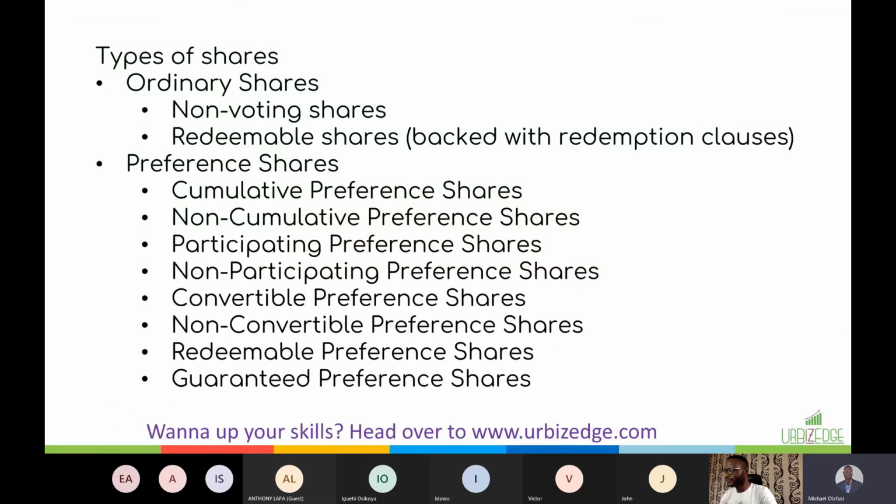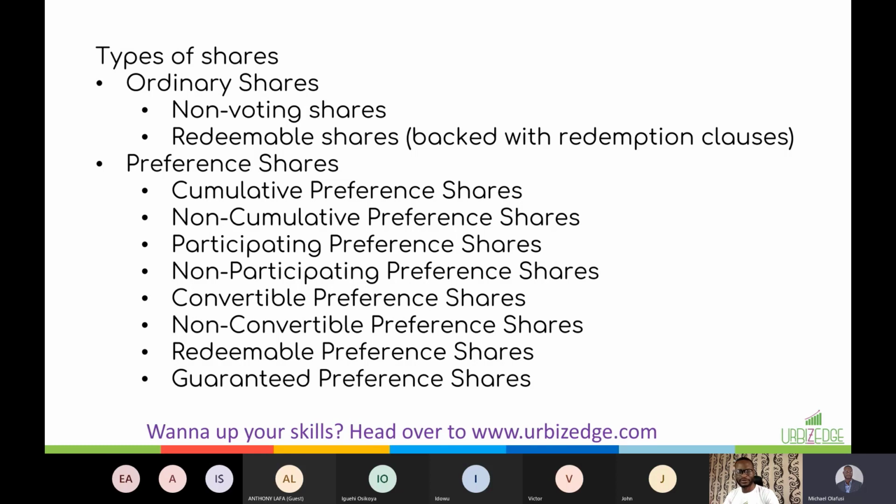Okay, so types of shares. Let's start first with the theory. Many of us do not know that there are many types of shares. To be sincere, before I started preparing for this, if you had asked me what the types of shares are, I would tell you ordinary shares and preference shares. If you dig deeper and ask for more, I would say ordinary shares have different classes.